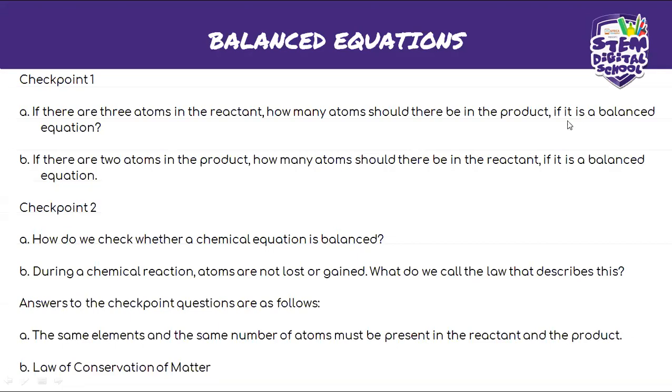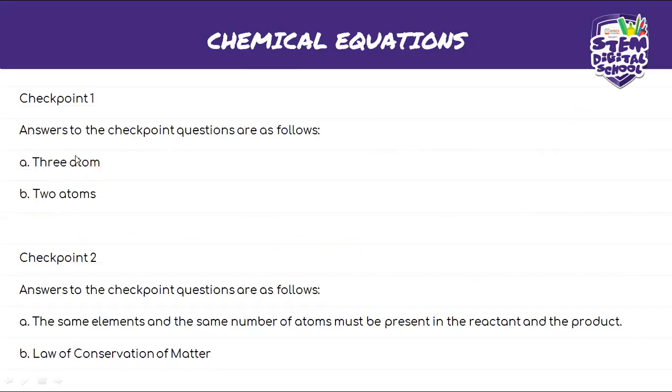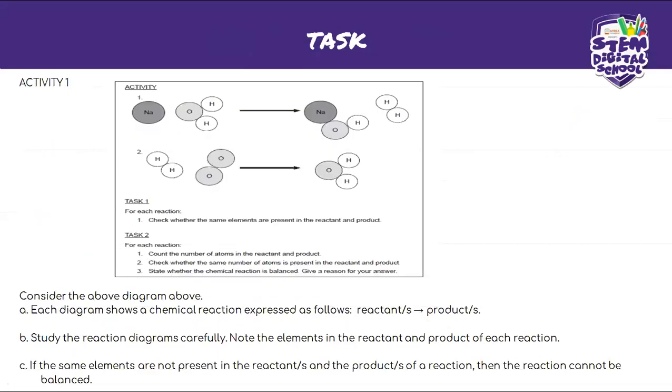All right, so let's see. If I go to the next slide, you will see that you are perfectly correct. So Tando, you are correct, and Kleptora, you are correct. Answers to the checkpoint: there should be 3 atoms to make it balanced for A, and 2 atoms to make it balanced for B. All right, now let's come to this task. You are going to do this task.